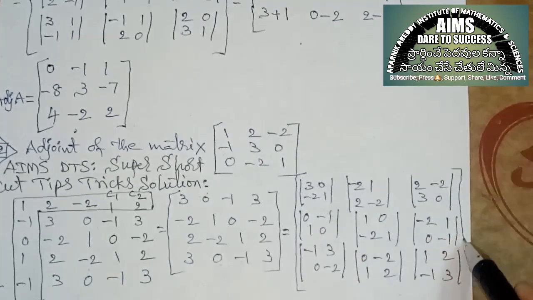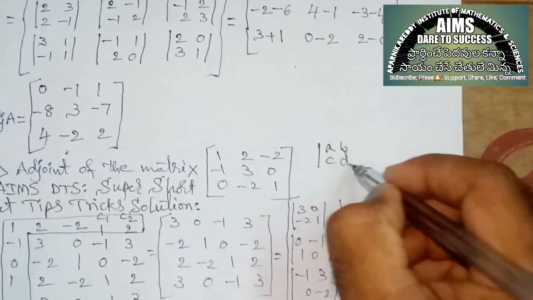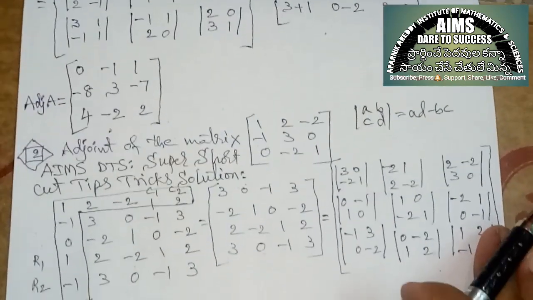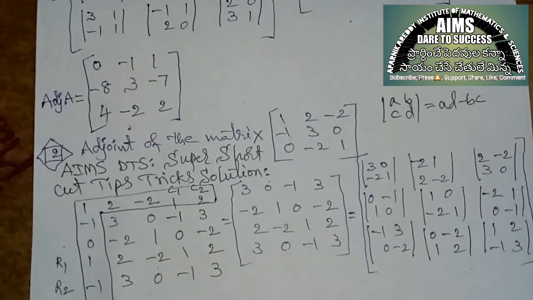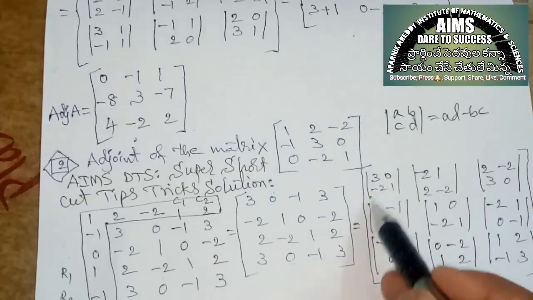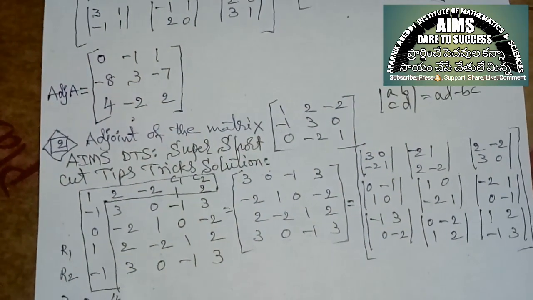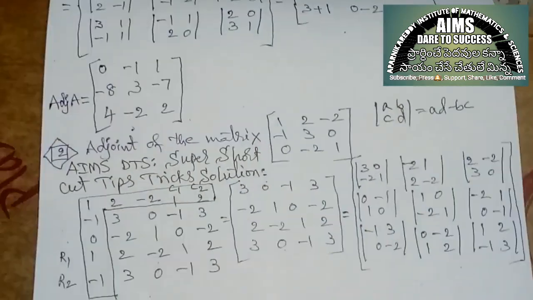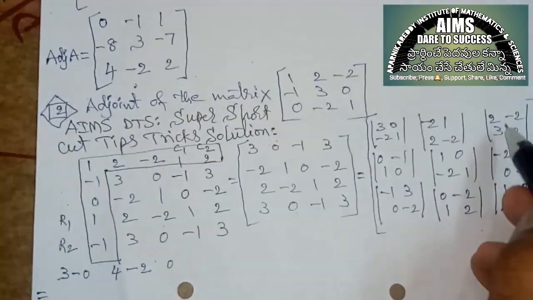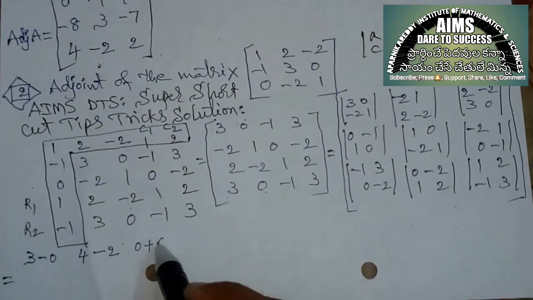After writing this small logic, that is mod of [A B; C D] is equal to AD minus BC, one simple shortcut. So you have to apply that concept. 3 ones are 3. After that minus 0 into minus 2, 0 into something, 0, leave it. Minus 2 into minus 2, minus plus 2 2s are 4, minus 2 ones are 2. After that 2 into 0, 0, minus 3 into 2, 3 into minus 2, minus 6, minus into minus plus 6.